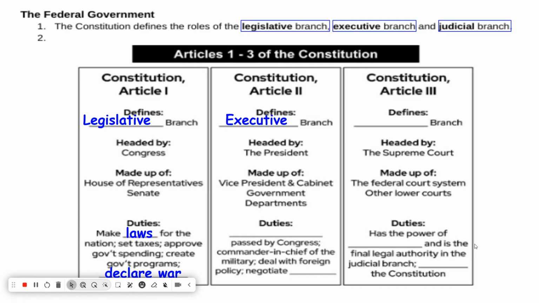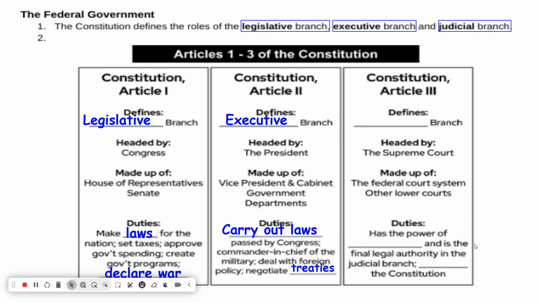Article 2 defines the executive branch, headed by the president, composed of the vice president and the cabinet of the government departments. And its duty is to carry out the laws that are passed by Congress. The commander-in-chief of the military is our president, and the president gets to deal with foreign policy and negotiate treaties.